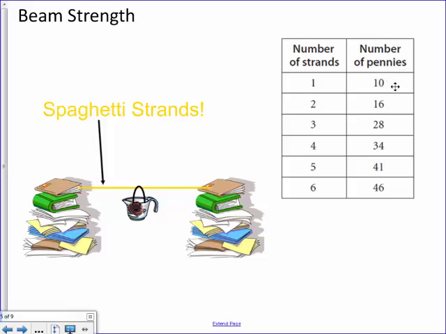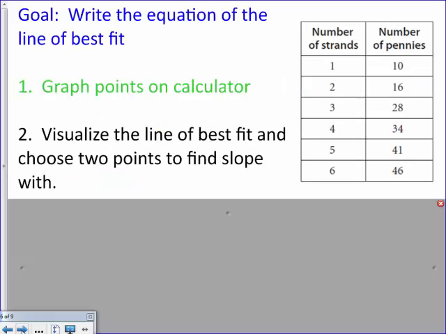So it's not perfect. Like this went up 6, and it went up 12, then it went up 6, and then 7. So it's not a perfect linear or arithmetic recursion, right, or sequence. So that's why we're going to plot our data and come up with our own line of fit. We're going to write our own equation for this. So the first thing we need to do is bust out our calculators.